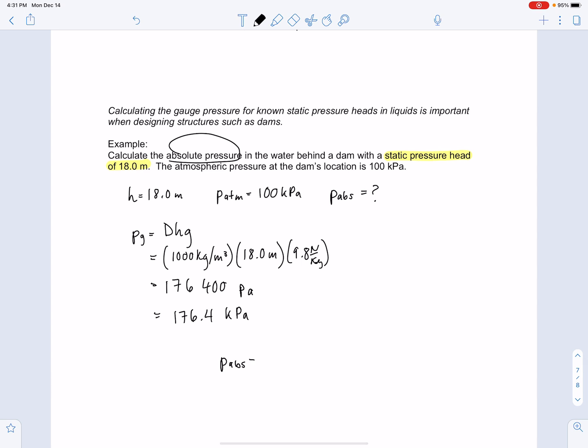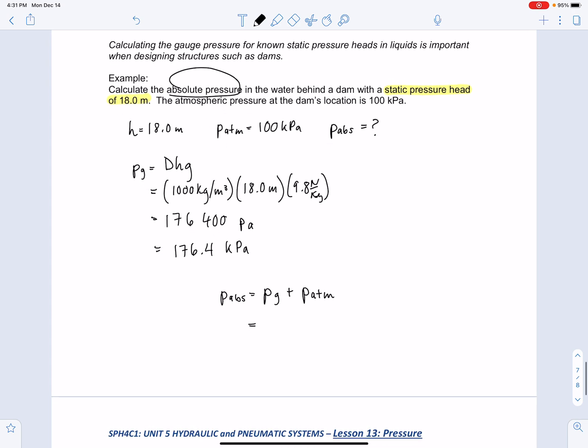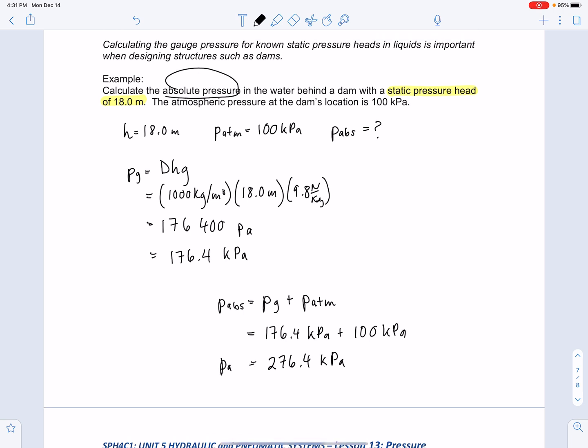Now, in order to find the absolute pressure, we're going to use the equation above. P absolute is equal to gauge pressure plus atmospheric pressure. So if we punch in the gauge pressure at 176.4 kilopascals and the atmospheric pressure at 100 kilopascals, we end up with a total of 276.4 kilopascals. So the absolute pressure at the dam, in the water behind the dam, is 276.4 kilopascals.